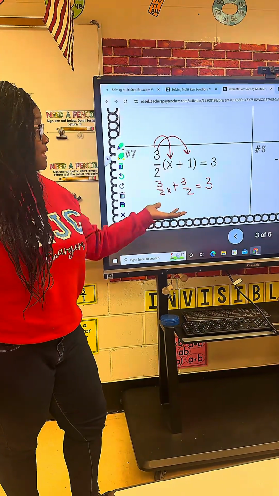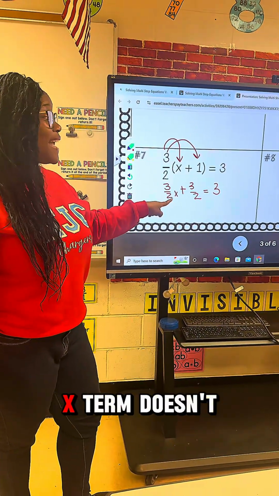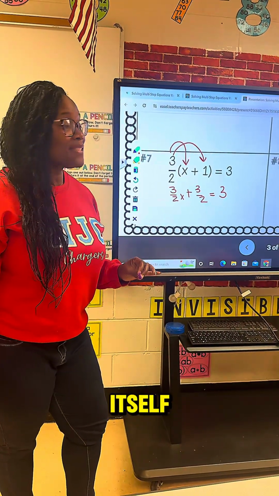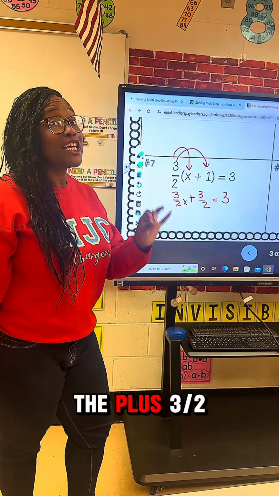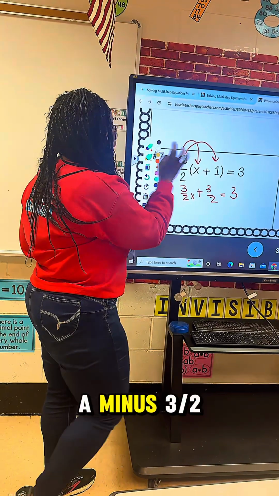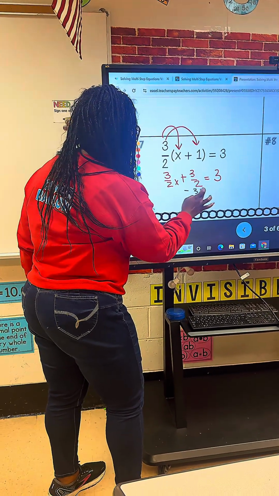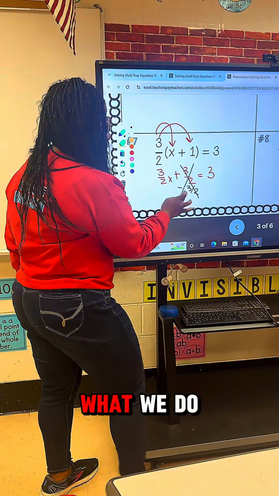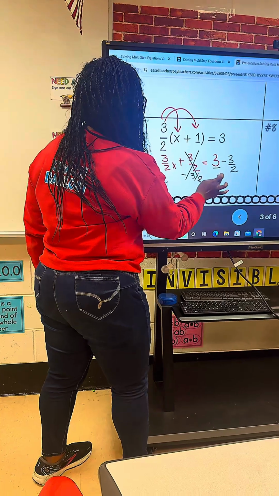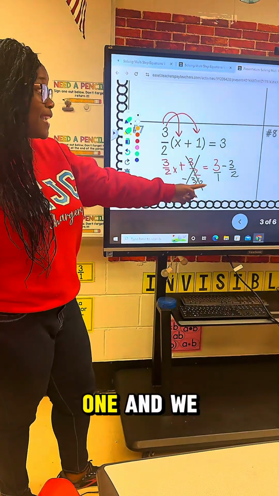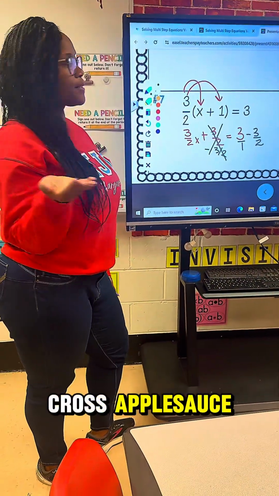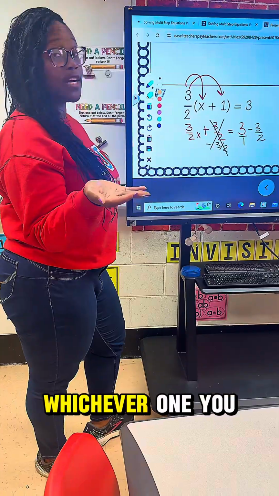Guess what? There's nothing to combine because this x term doesn't have another x term at all, okay? So x wants to be by itself. It has to get rid of the plus 3/2. How do we get rid of a plus 3/2? We're going to do a minus 3/2. That's gone away. What we do to one side, we do to the other. Okay? Now, we put the 3 over 1 and we subtract. Let's do crisscross applesauce, or we can find the least common denominator, whichever one you feel better with.